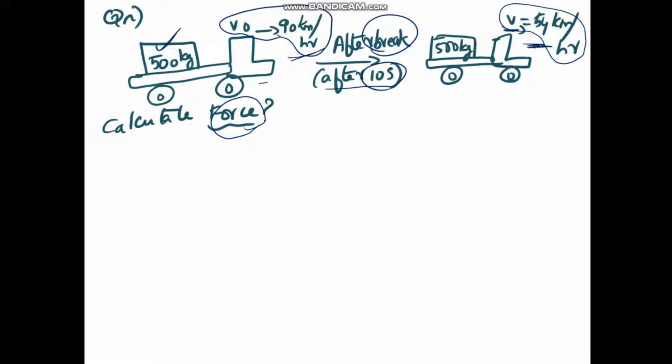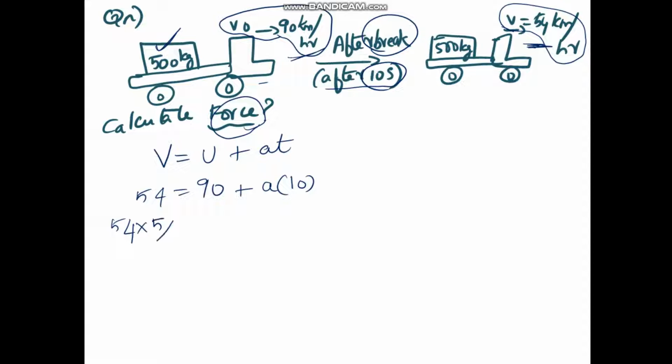Okay, so we know the relation from the kinematic equation. v is equal to u plus at. Final speed is 54 km per hour, initial speed is 90 km per hour, plus a into time, which is 10 seconds. So kilometer per hour will be converted to m/s by multiplying it by 5 by 18. That is equal to 90 into 5 by 18 plus 10a. So the value of acceleration comes out to be minus 1 m/s^-2.